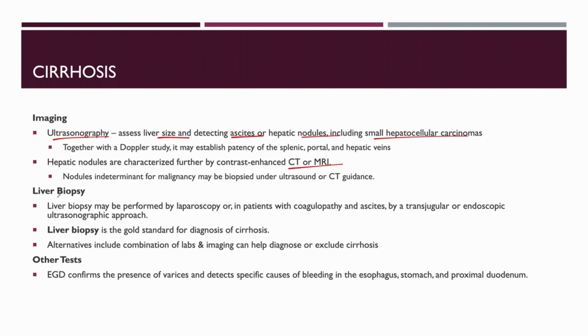And then liver biopsy. So liver biopsy is going to be the gold standard for diagnosis of cirrhosis. They're performed usually laparoscopically, and you have to be careful with patients because they tend to have coagulopathy, so they don't do too well. You can also have the biopsies done endoscopically. Not everyone needs a biopsy to make the diagnosis of cirrhosis. You can combine laboratory and imaging studies to help diagnose or exclude cirrhosis. Other tests, we do routine EGDs for the presence of varices and also looking for bleeding.